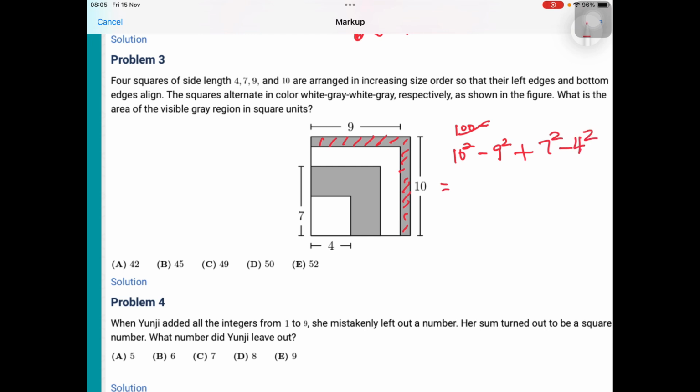So now when we have this, actually this calculation is not difficult, but just to make it easier, I'll use this factor formula, like 10 plus 9, 10 minus 9, plus 7 plus 4, 7 minus 4. So the first one is 19 times 1, which is 19. Second one is 11 times 3, which is 33. So 52.